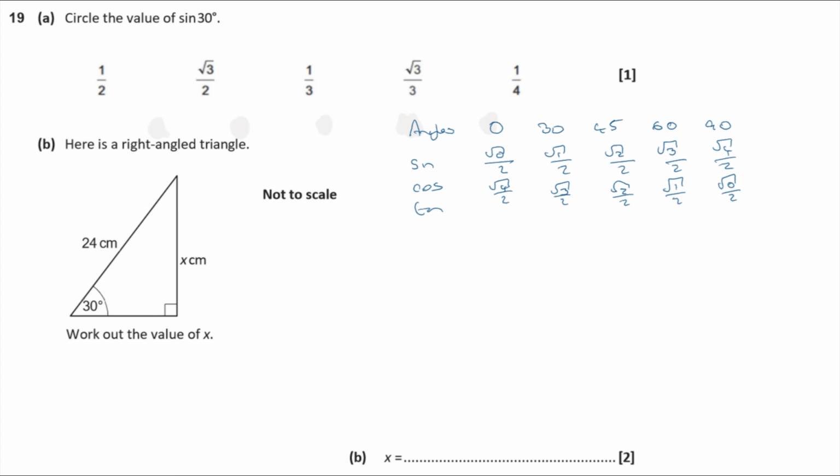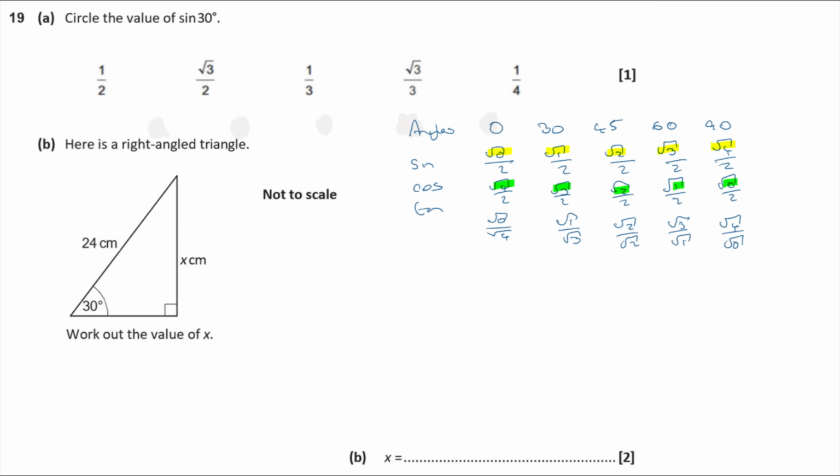And then the tangent ones are the sine values divided by the cosine values. So you're going to get root 0 over root 4, root 1 over root 3, root 2 over root 2, root 3 over root 1, and root 4 over root 0.